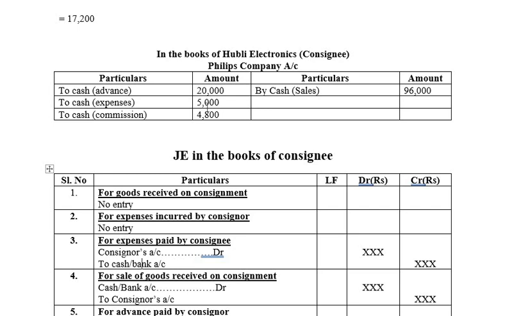What is the total of this 5,000? How did we get this 5,000? That is 2,600 on octroi and carriage, 800 on godown rent or warehouse rent, and 1,600 on advertisement. So total will be 5,000.